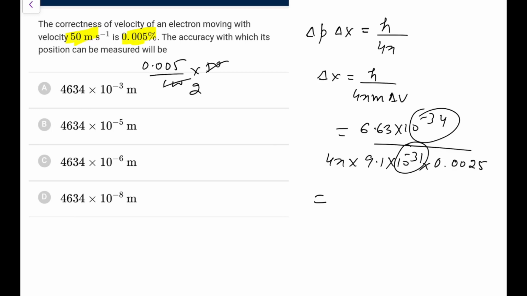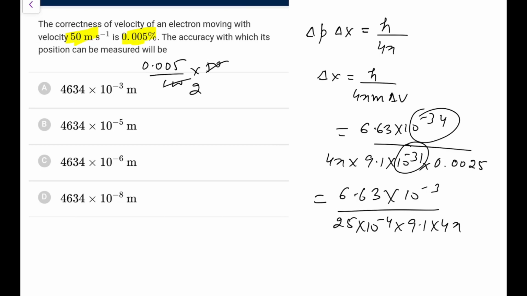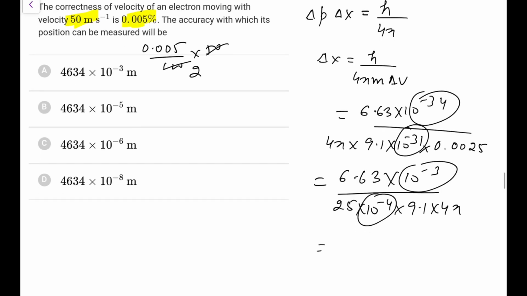So taking this power, this is 31, 34, so it would be 10 to the power minus 3, and if I do this, 6.63 into 10 to the power minus 3, and I can write this as 25 into 10 to the power minus 4 into 9.1 into 4 pi. So this is 10 to the power minus 4, 10 to the power minus 3, okay. So what we will be left with is 10 to the power 1.